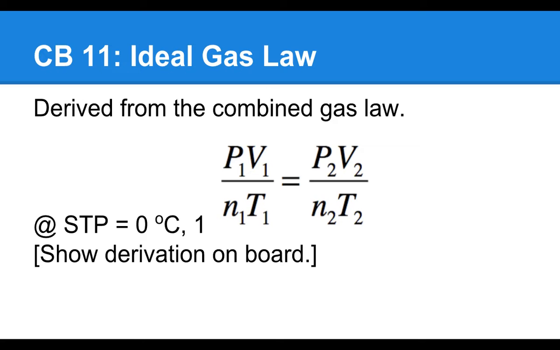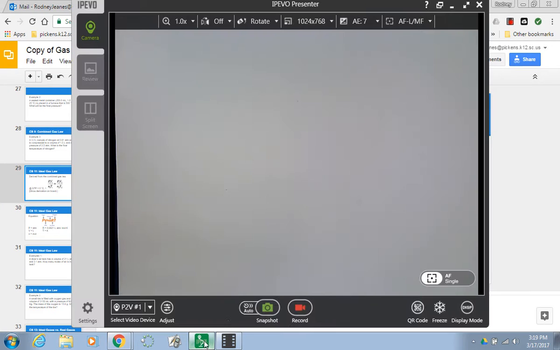And it says at STP equals 0 degrees Celsius. So what would that be in Kelvin? Well, you just add 273. So that's 273 Kelvin. And then the pressure should say 1 atmosphere. So I'm going to switch over and show you how we take the combined gas law, and from it we can come up with what's known as the ideal gas law. So copy this down in your notebook and we'll be ready to talk more about it in class.